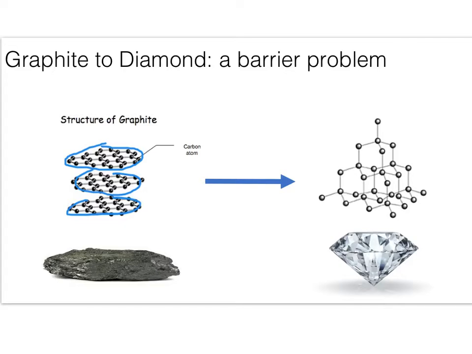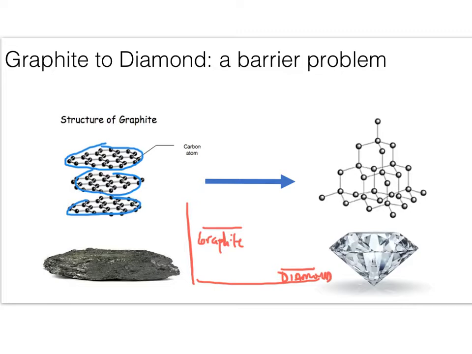Well, in fact, graphite is less stable than diamond. And so when we're talking about, for instance, a reaction coordinate diagram, over here we have the graphite, and down here we have diamond.